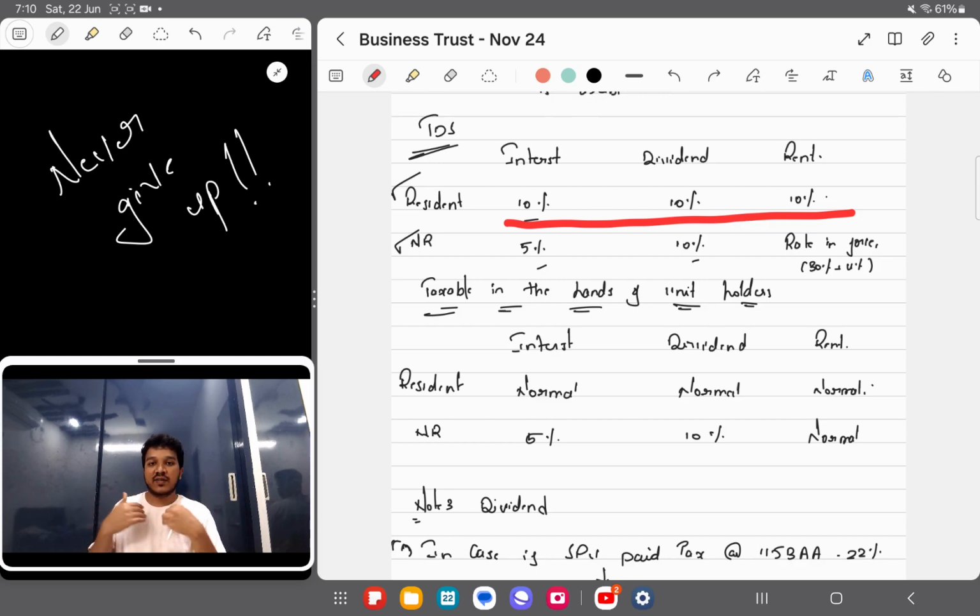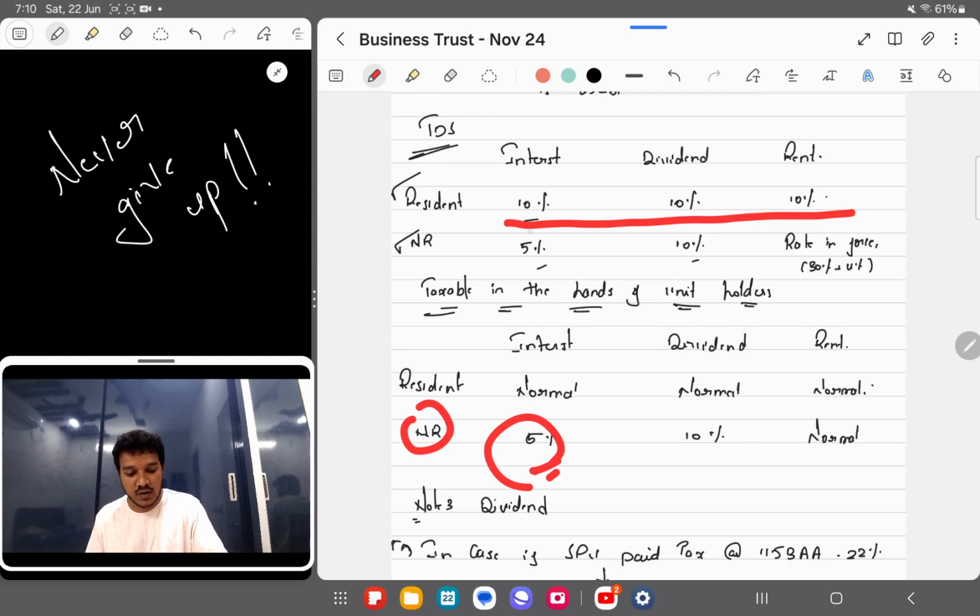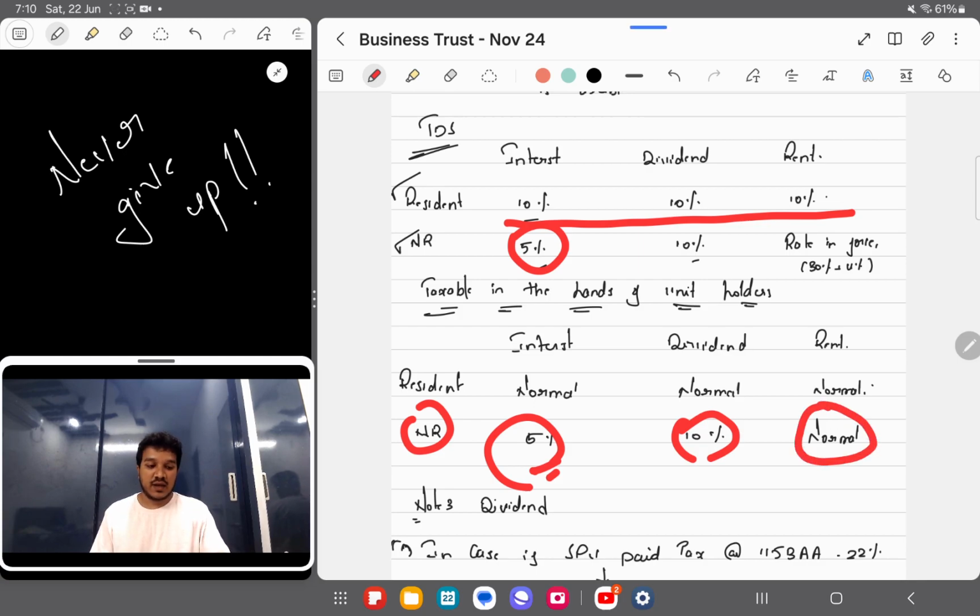Now ultimately when it comes to the unit holders, what is the tax slab? At what rate is that person liable to pay tax? In case of non-residents, for interest it is 5%. Ultimately, in the hands of unit holders, it is liable to be taxed at the rate of 5%, and for dividend here also it is 10%. But when it comes to rent, he has to pay as per normal tax rates. I hope this is clear now.